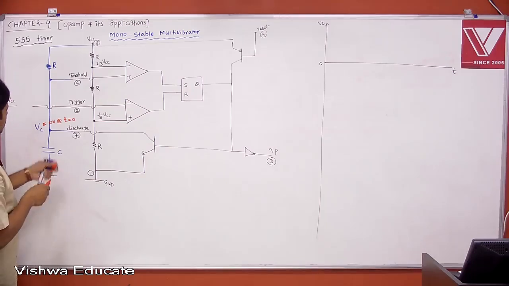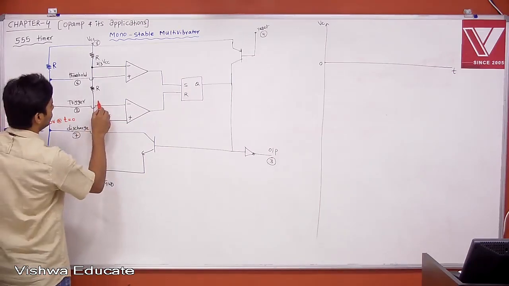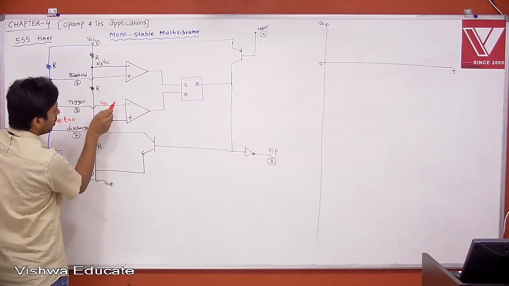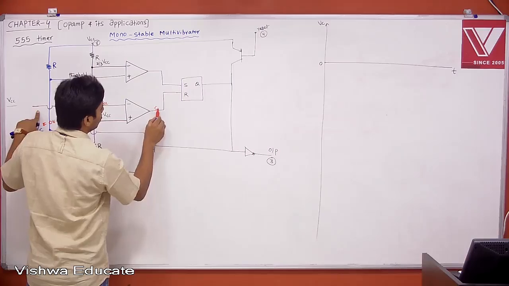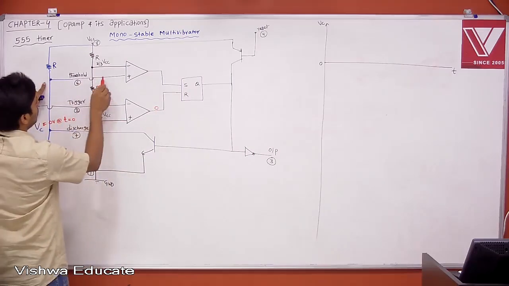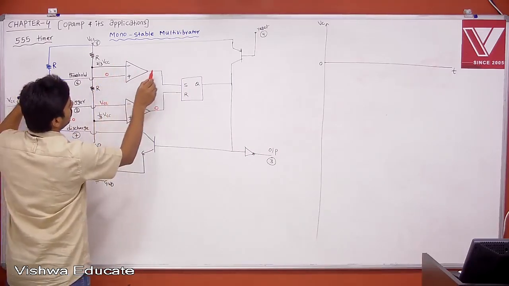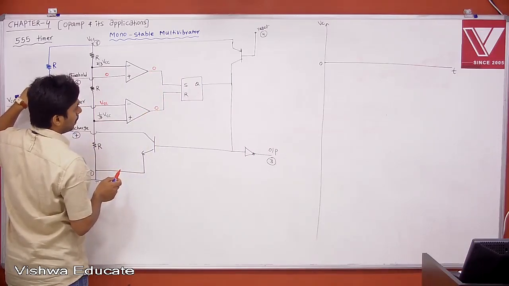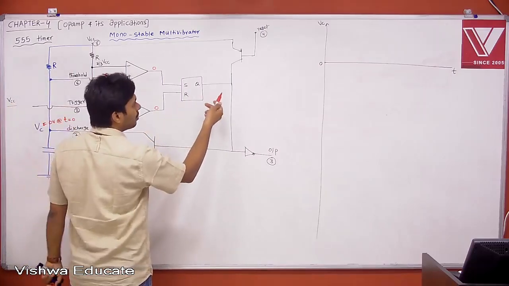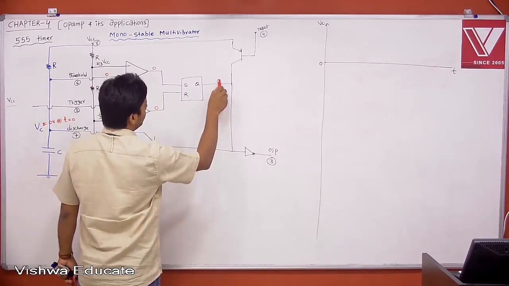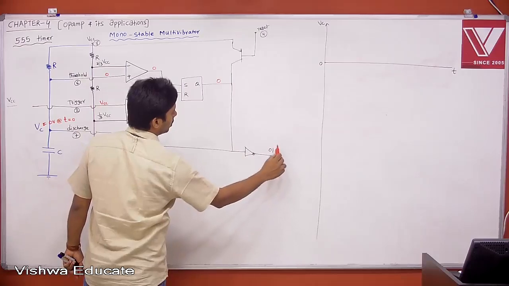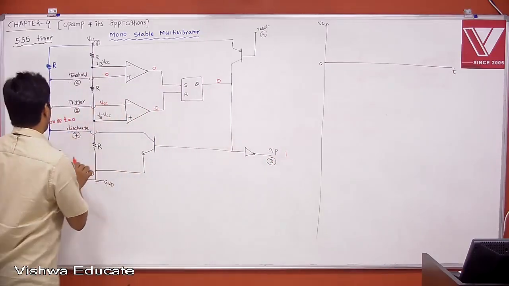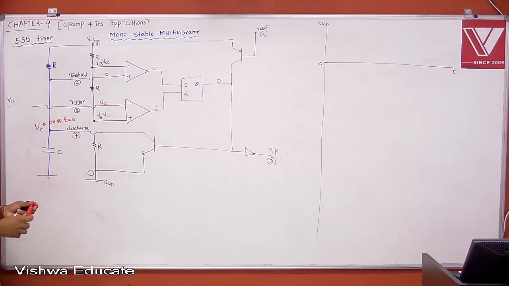Now let's see. The trigger voltage is initially VCC. Between VCC and 1/3 VCC, which is more? The minus is more. Initially this is 0, and the minus is more. So 0 to 0, previous state. Let us say the previous state is 0. Then you are getting 1 here. Your output is 1, and the transistor is off. Therefore, your capacitor is charging.